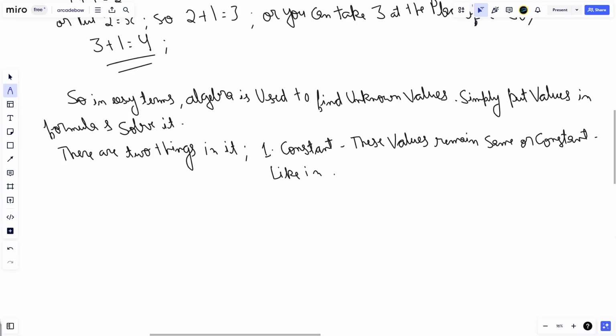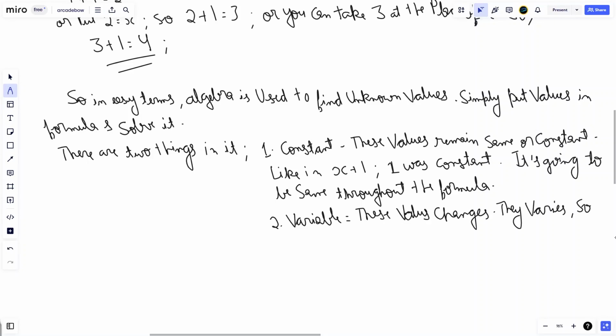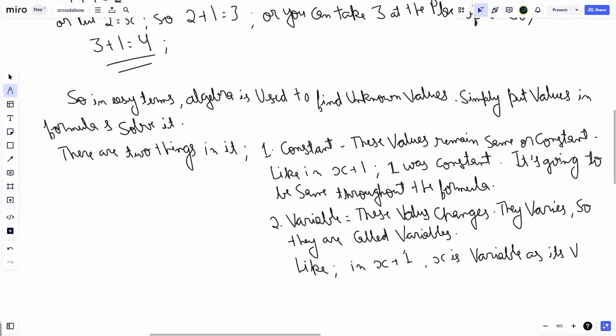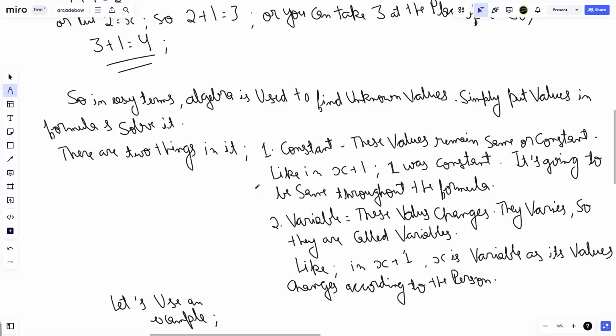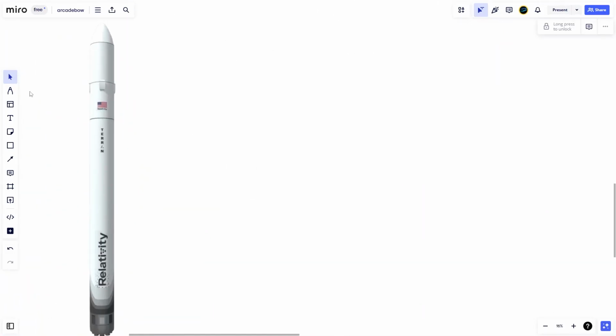Basically there are two things in algebra. One is constant. Constant means a value which cannot be changed. In our example of x plus 1, 1 is a constant, meaning in each case, whatever you do, 1 is not going to change. It is going to remain as it is. The second thing is known as a variable. A variable is something which changes. In this example x is a variable. You can write 1, 2, 3 or 4, whatever you like, in place of x. So x is called a variable. In the simplest terms, algebra consists of two things, a variable and a constant.